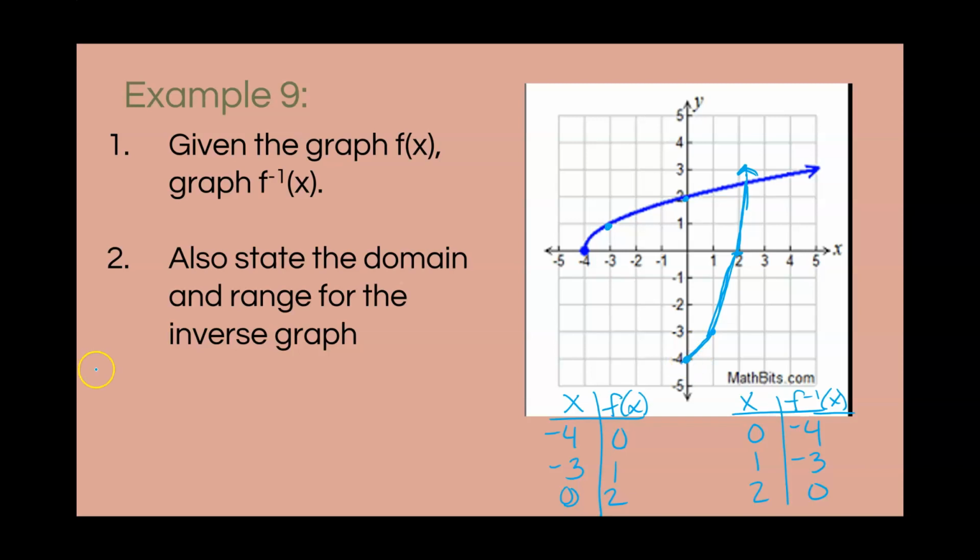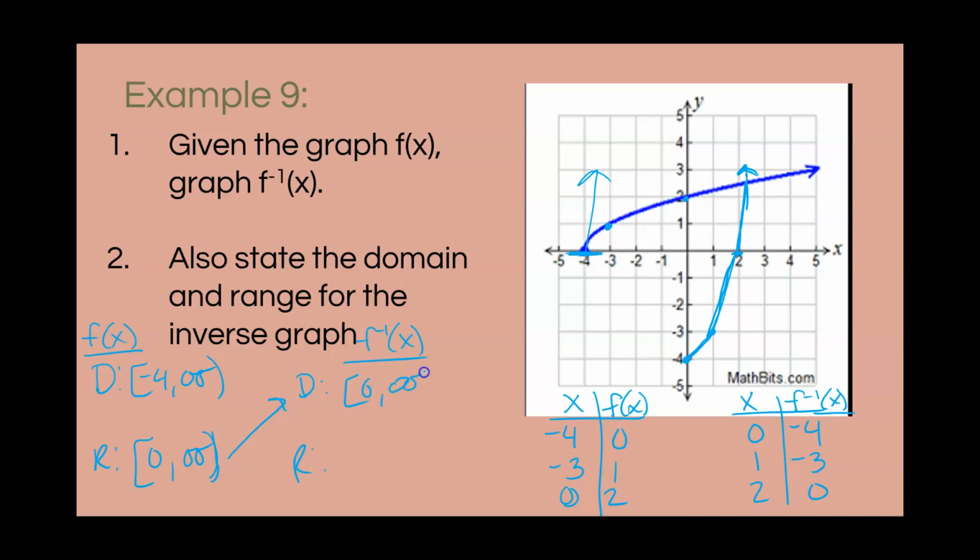So, to find the domain and range, the domain of f of x, the original graph, is going to go from -4 to +infinity. The range starts at 0 and it goes all the way up. So here for the f of inverse x graph, we're just going to switch what we just wrote. That becomes the domain. This becomes my range.